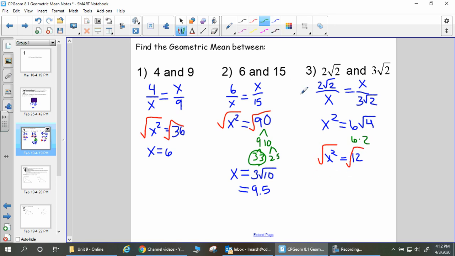And when I square root, if I need to, I can break down this 12. 4 times 3, 2 times 2. And I'm going to end up getting an answer that x is 2 root 3. And if I put the square root of 12 into a calculator, I am going to get the value of 3.5.